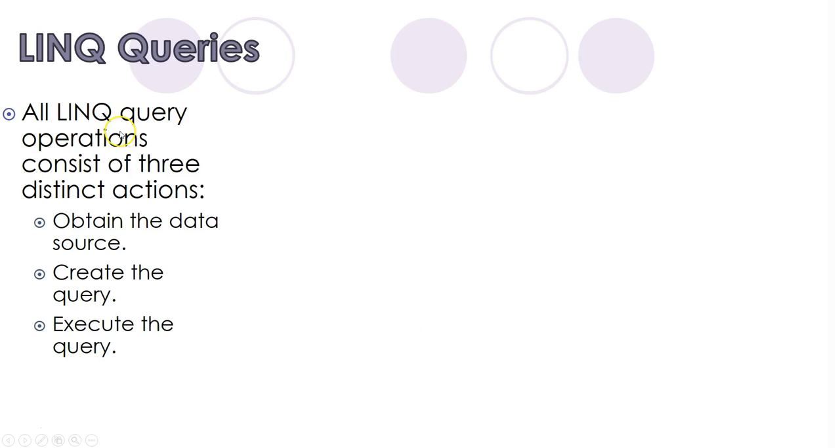All LINQ queries consist of three actions. First they obtain the data source, then they create the query, and then they execute the query. Creating the query and executing the query are two steps.